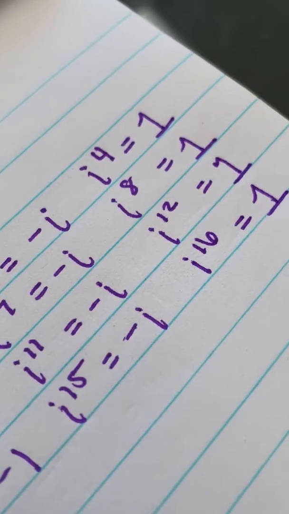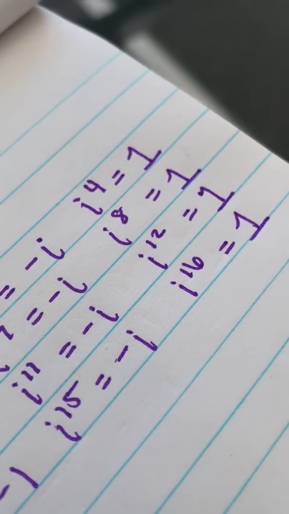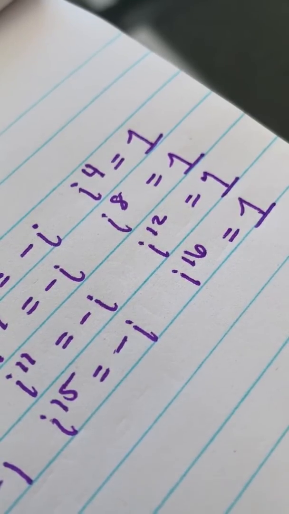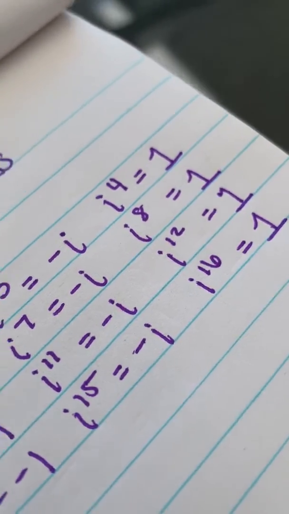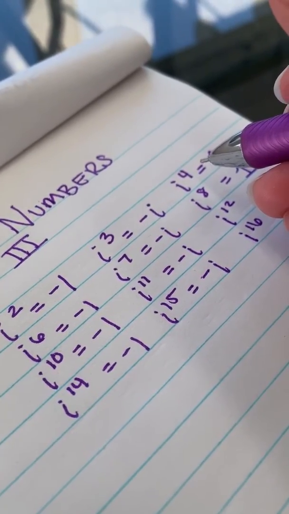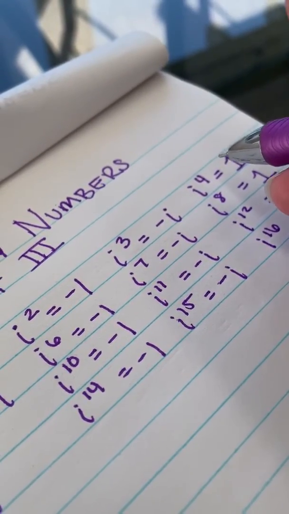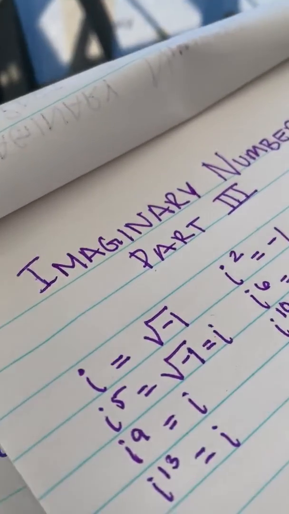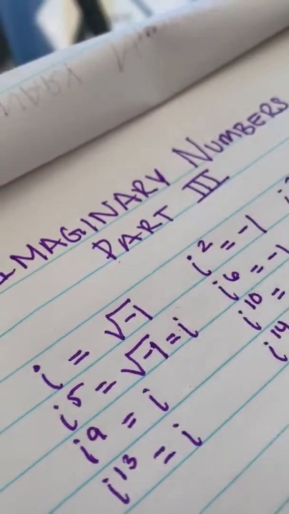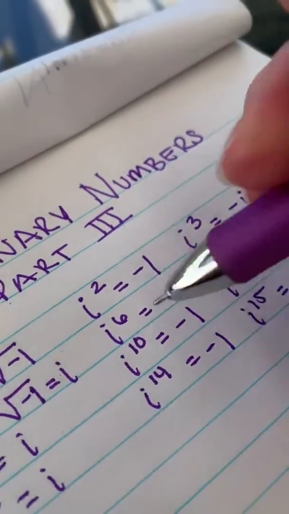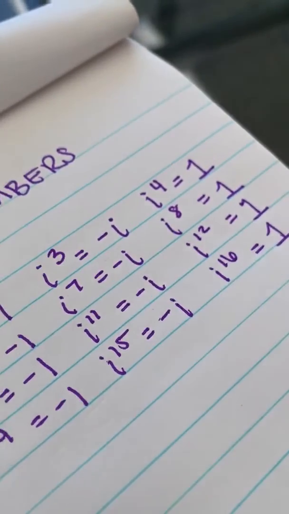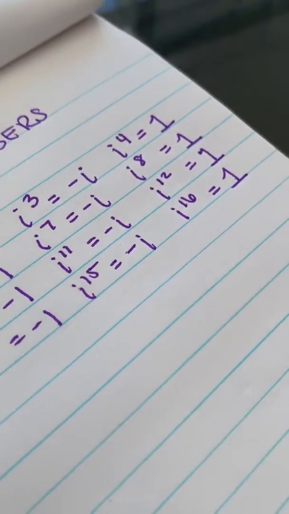If the power is a multiple of 4, your answer will be 1. Okay? If it goes in a multiple of 4 times and has a remainder of 1, your answer would be equal to i. If there is a remainder of 2, it would be equal to -1. If there is a remainder of 3, it would be equal to -i.